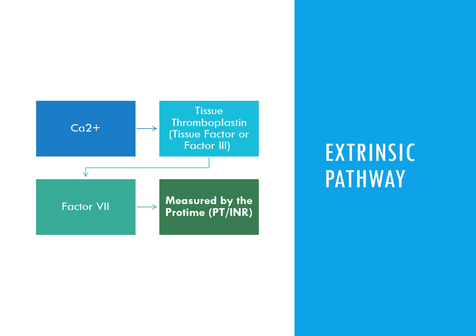Now, if we were to run in the laboratory a ProTime and a PTT, and we had a normal clotting time with the PTT and a prolonged clotting time with the PT, we know that the problem lies within the extrinsic pathway. And the opposite is true if our PTT is prolonged, but our PT is normal. It gives us an idea of where to start looking if there's a problem with coagulation.